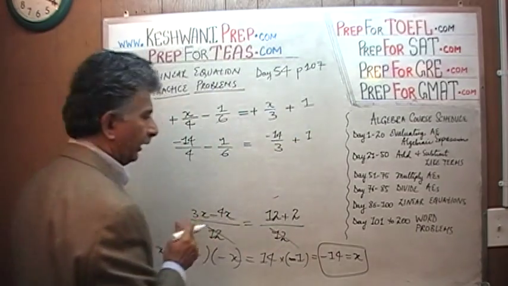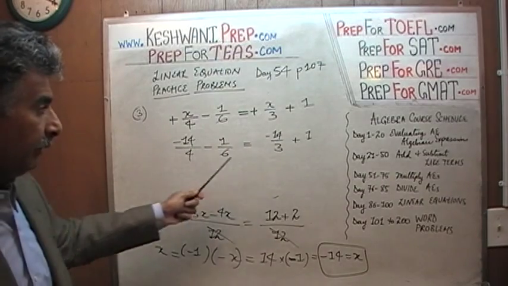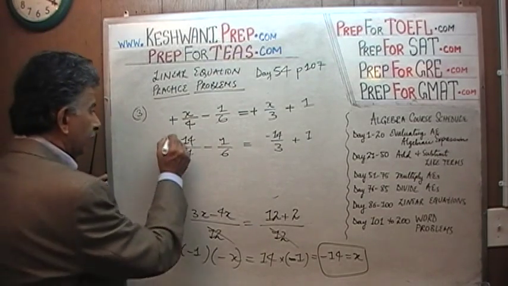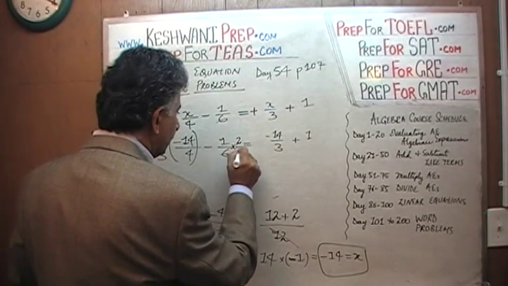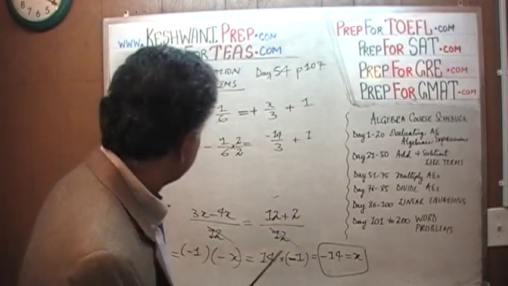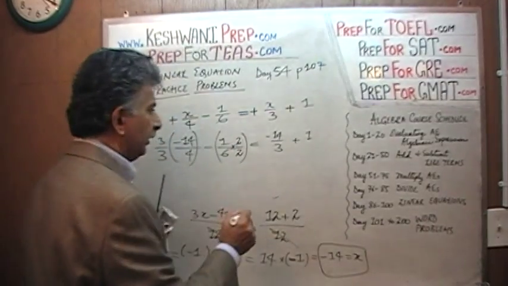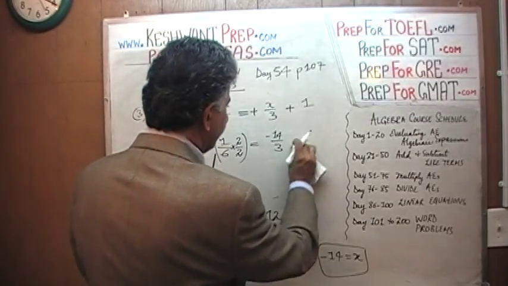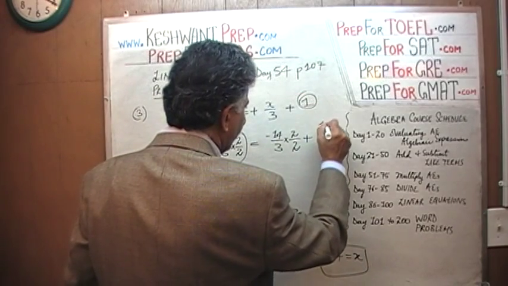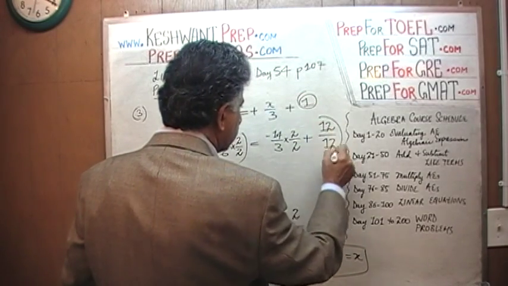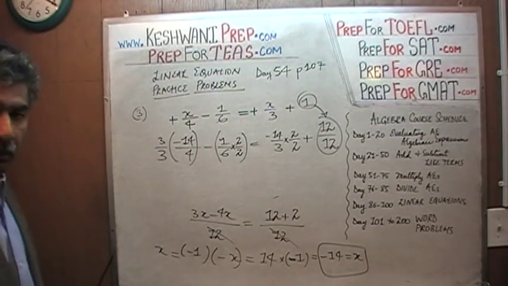plus 1. Again, very quickly we're going to make the denominator of the entire equation 12 by multiplying this quantity top and bottom by 3, multiplying this quantity top and bottom by 2, and multiplying this quantity top and bottom by 2 again, and writing this one as 12 over 12. This one is right here. So now the whole thing has a denominator of 12. Let's see what we find, shall we?